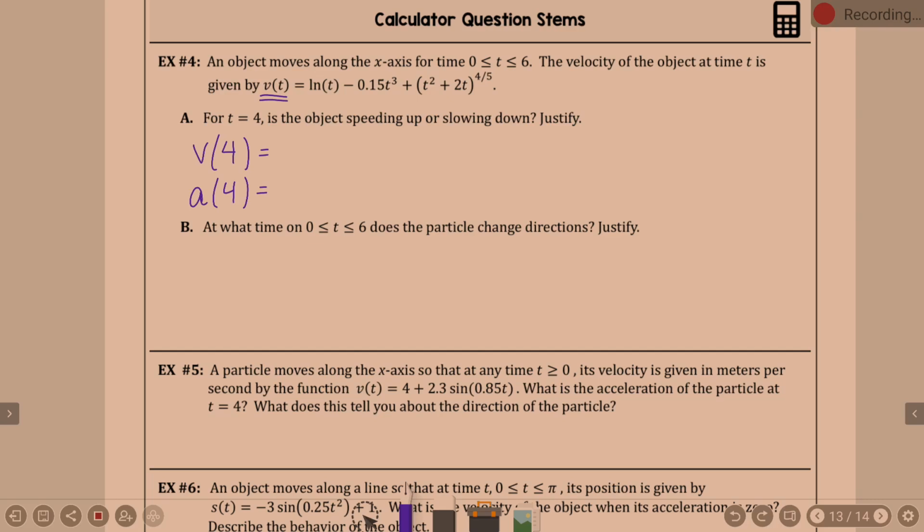Since we have to use this v of t several times, could I put it into a y? You could. I'm not saying you have to, but could you? Yes. I'm going to, because that looks not fun. Where is natural log? Natural log of x minus 0.15 x to the third plus... left side, up from 2. Oh, there we go.